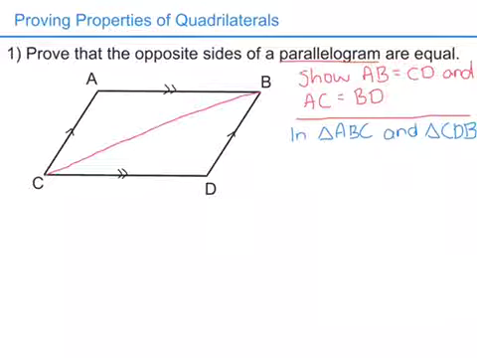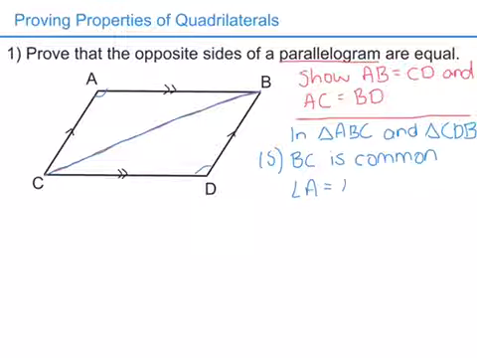So the first thing we should notice is that they share this common side BC. Because it's a common side, it means that it's equal for both triangles. So we've already proven one side is equal in both. We can also use any property that we know to be true about a parallelogram that doesn't involve the side lengths. So for instance, that the opposite angles of a parallelogram are equal to each other. So angle A is equal to angle D, which means that now we've shown a side and an angle.